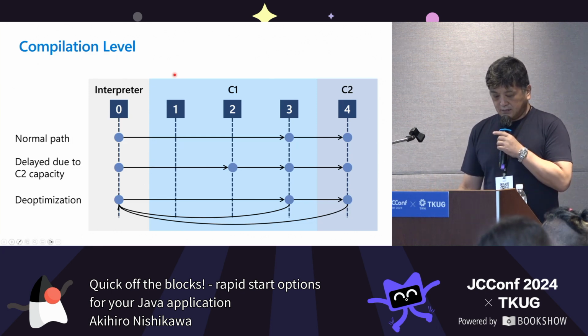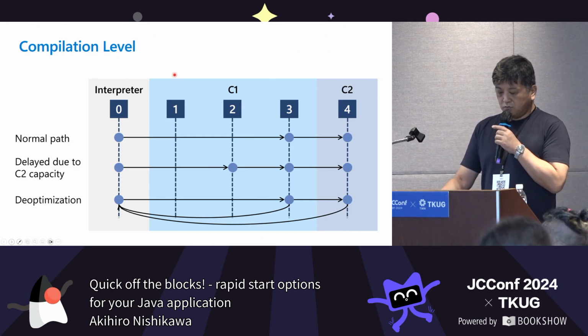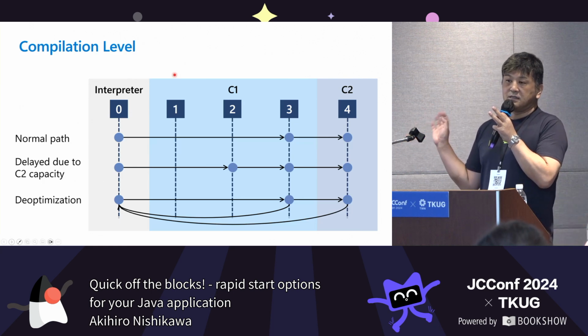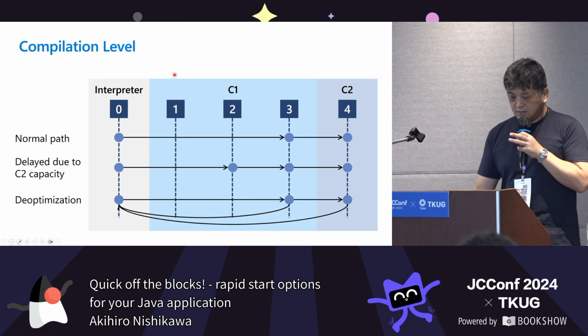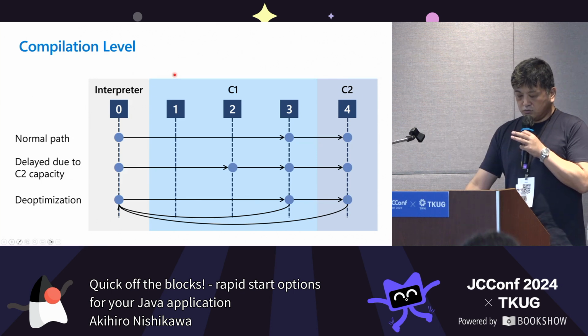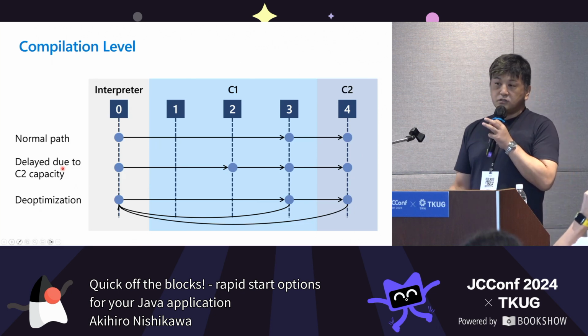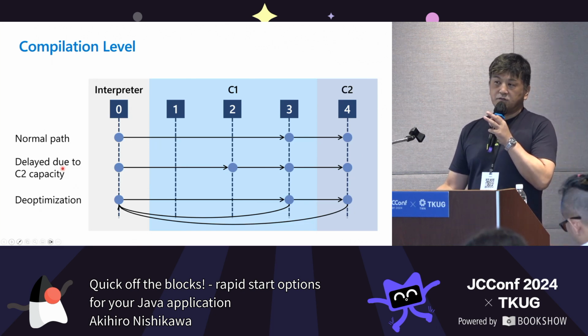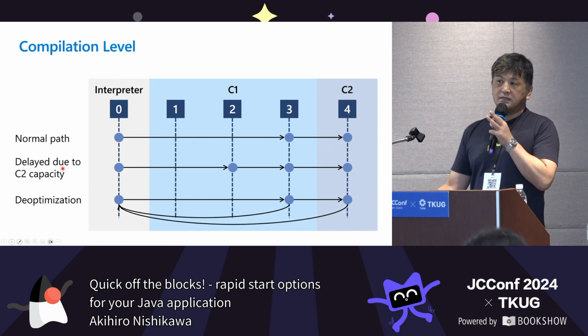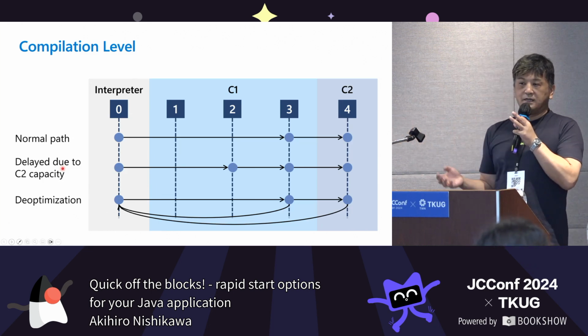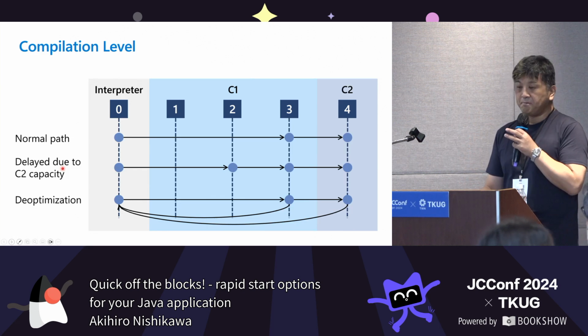But if the C2 phase or the level 3 C1 phase is at full capacity and can't take the work, there is a delay due to C2 capacity. Second phase, not fully optimized. Also, if the application is not using the method anymore, it falls back to C1.